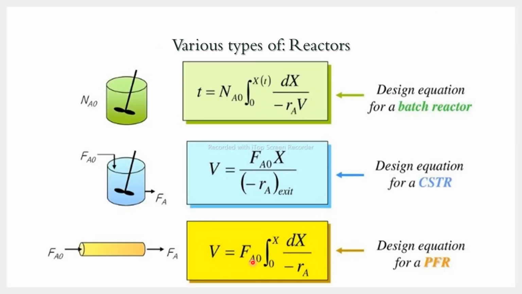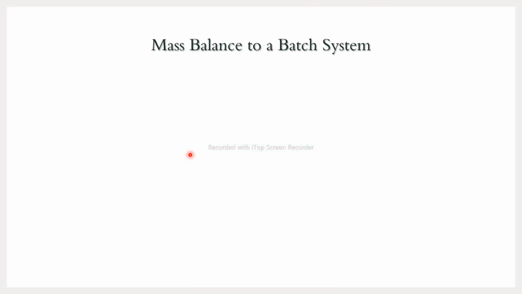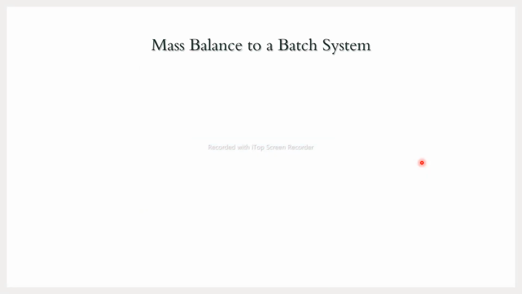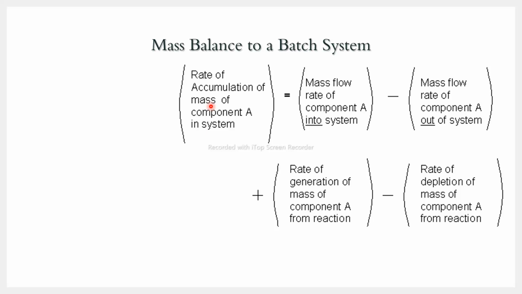So you see these equations. How do they come into the picture? They come by simple mass balance. There are various systems like batch reactor, CSTR, and PFR. I will be telling the mass balance of a simple batch reactor. The general mass balance equation is: rate of accumulation of mass of component A in a particular system equals mass flow rate of component A into the system minus mass flow rate of component A out of the system, plus rate of generation of mass of component A from reaction, minus rate of depletion of mass of component A from the reaction.